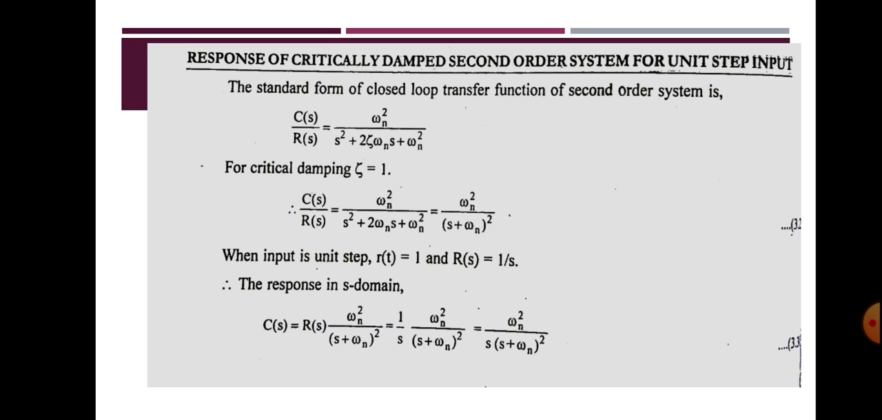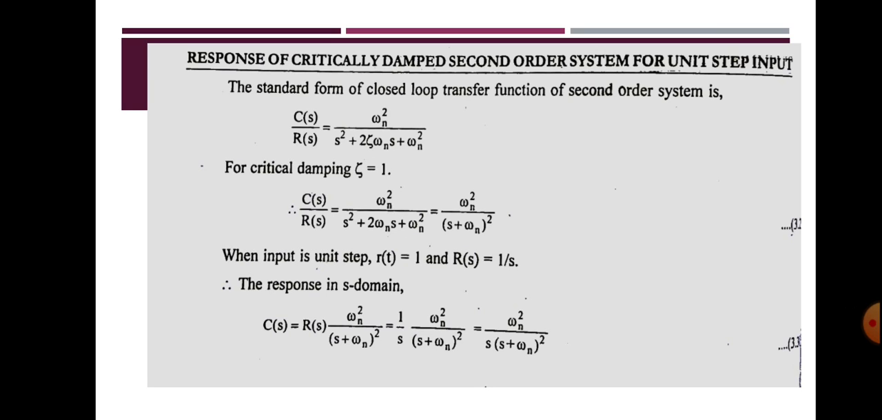So first of all, we know that in the case of a second order system, the transfer function will be C of S divided by R of S is equal to omega n square divided by S square plus 2 delta omega n S plus omega n square. You should learn that equation by heart. In the case of second order system, this is the standard form of closed loop transfer function. So for critical damping, the value of delta will be equal to 1.